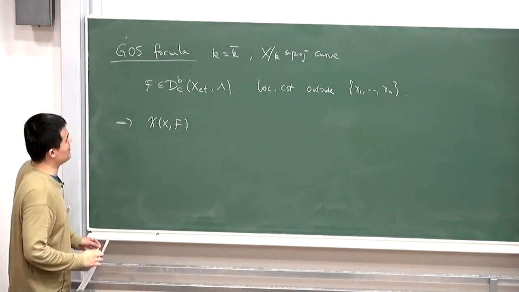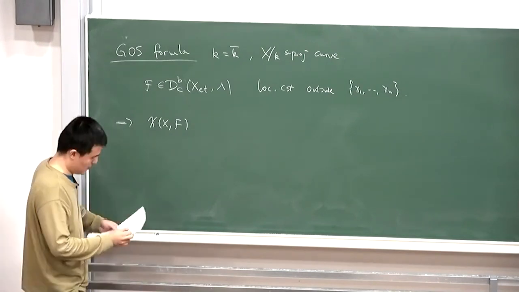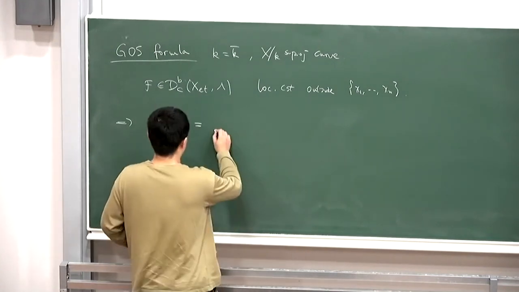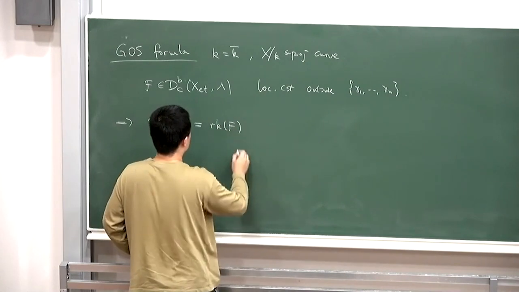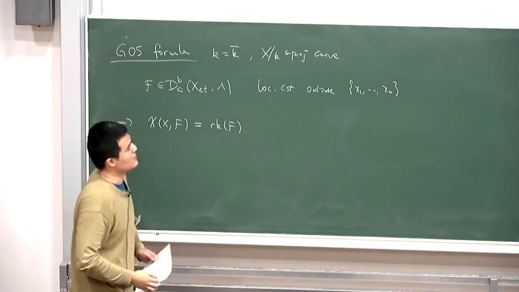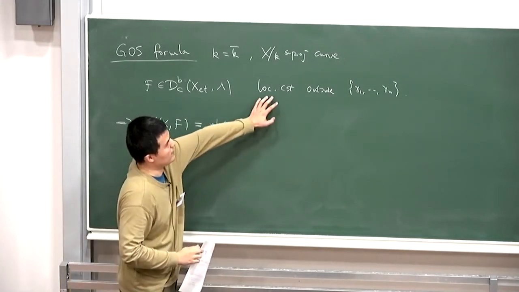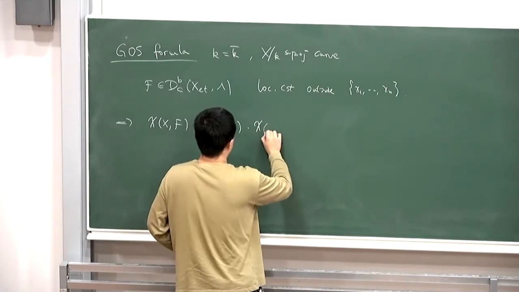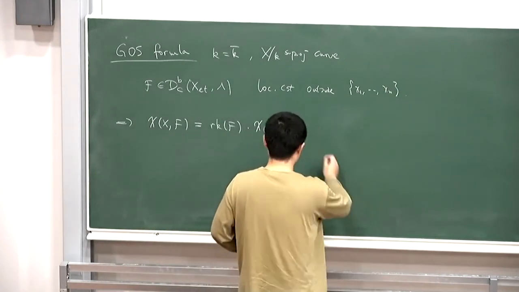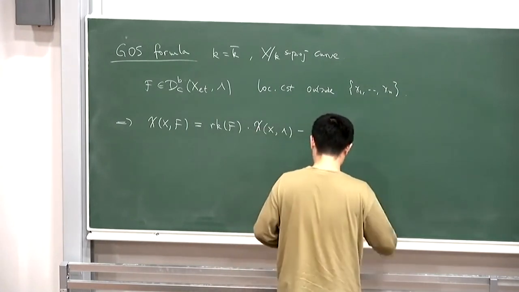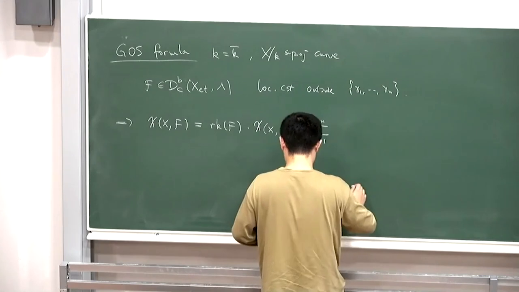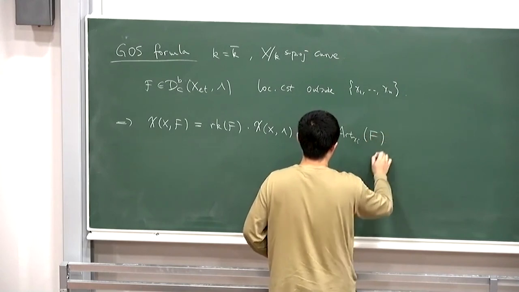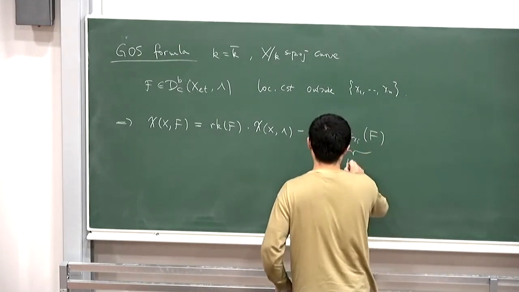And this formula, the GOS formula, says that the Euler characteristic of F, which is by definition the alternating sum of dimensions of the cohomology groups of F, is equal to the rank of F, which is locally constant outside a finite number of points, so it has a rank, times the Euler characteristic of the constant sheaf, minus an error term, which is the sum over the points of the Artin conductor of this. So this is the Artin conductor.